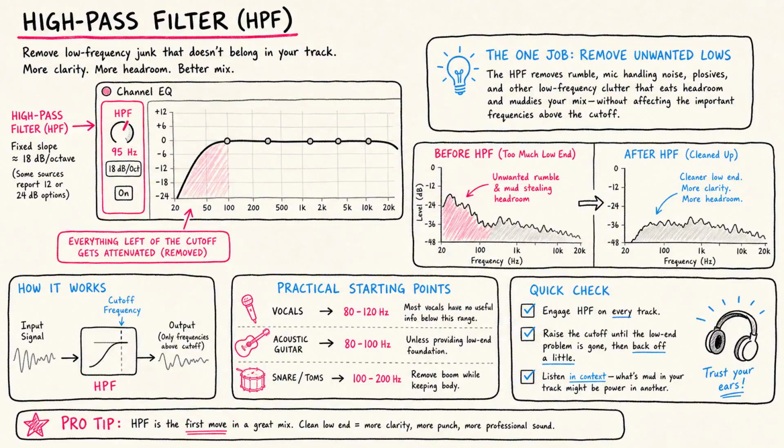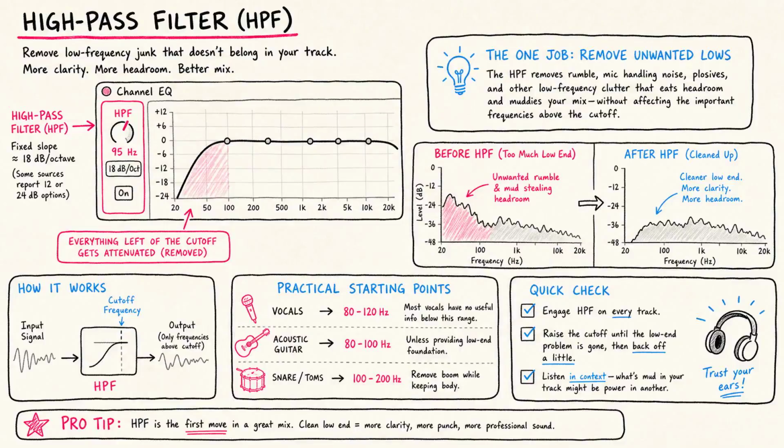Synth pads at 60 to 150 Hz, depending on arrangement density. In sparse arrangements, you might want the warmth. In busy mixes, filtering higher keeps the low end clean. Electric guitar at 80 to 120 Hz, as amp cabinets often capture low frequency rumble that adds nothing but mud, and percussion and cymbals at 200 to 400 Hz for elements that exist purely in the upper frequencies.